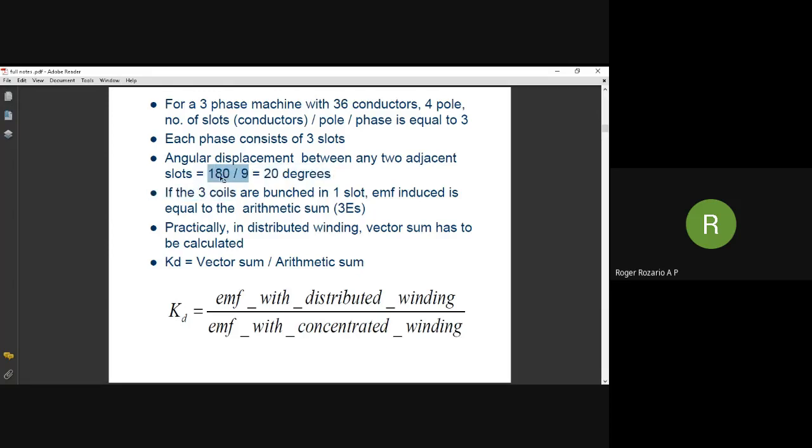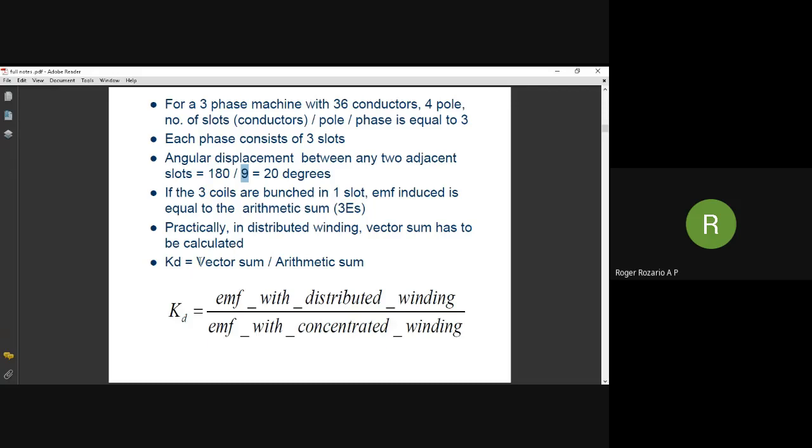N is the slots per pole. So 180 divided by n. Here n is 9, the number of slots. 180 is the degree and n is the number of slots. 180 degree by 9 is 20 degrees. That is the slot angle. Angle between the first slot and the second slot is 20 degrees.